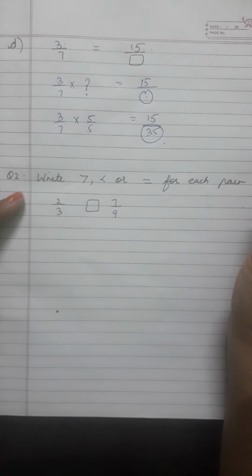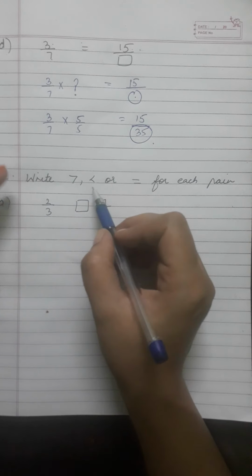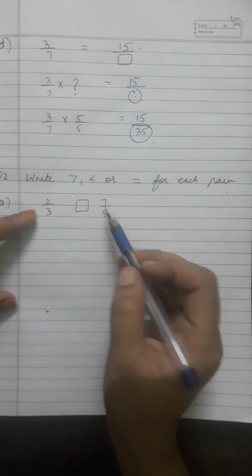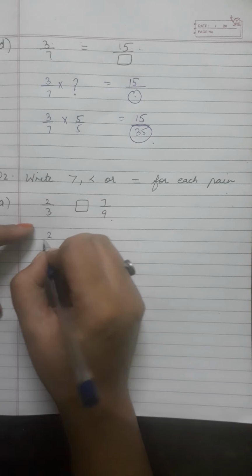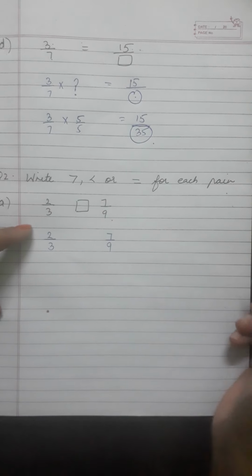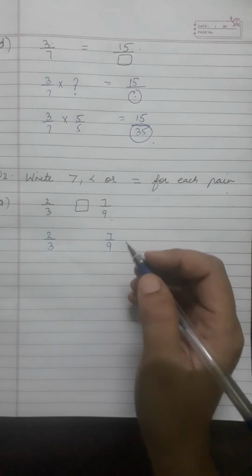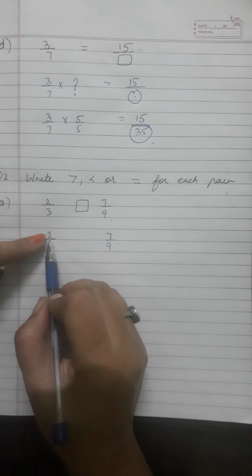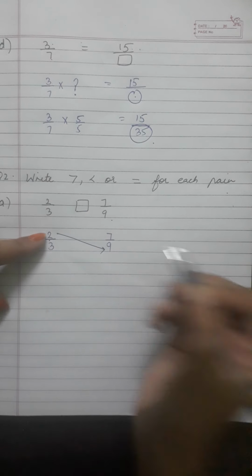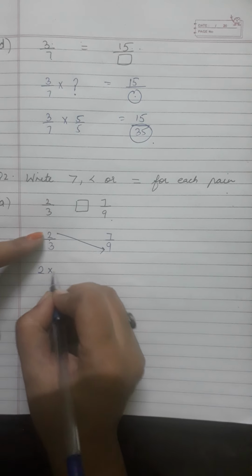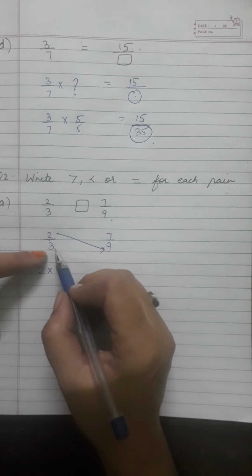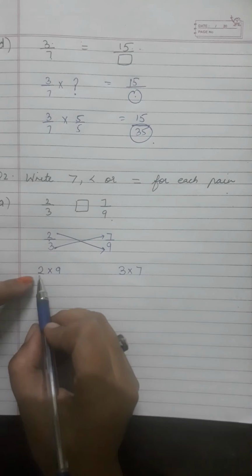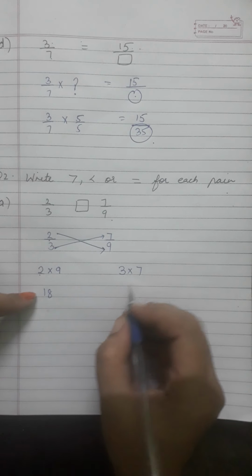35. Now moving towards our question number 2: write greater than, less than or equal to for each pair of the fractions. By simply looking at the fractions we cannot judge which fraction is greater and which is smaller. So what we need to do here is cross multiply. The first numerator will be multiplied by the second denominator. So it will be 2 multiplied by 9, and in the same way 3 multiplied by 7. 2 nines are 18. 3 sevens are 21.